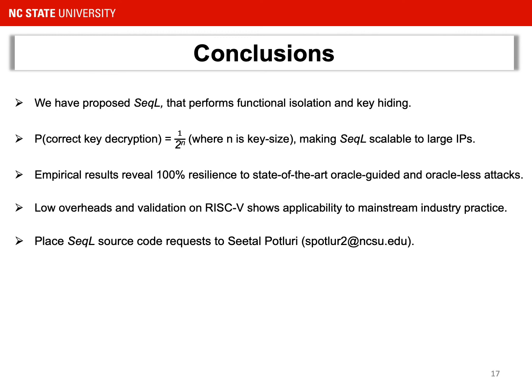Finally, to conclude the talk, we have proposed SeqL that performs functional isolation and key hiding. The probability of correct key decryption is 1 by 2 power n, where n is the key size, making SeqL very scalable to large industry strength IPs. This is theory, and coming to empirical results, we show 100% resilience to state-of-the-art Oracle guided and Oracle-less attacks. The low overheads are very attractive, and validation on RISC-V also shows applicability to mainstream industry practice.